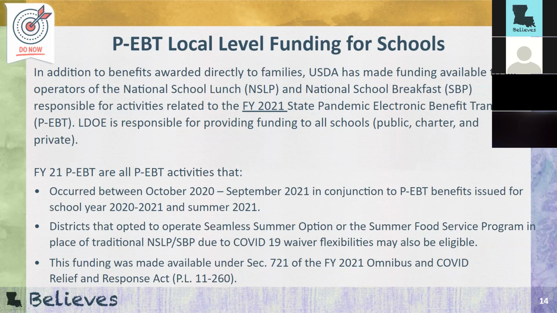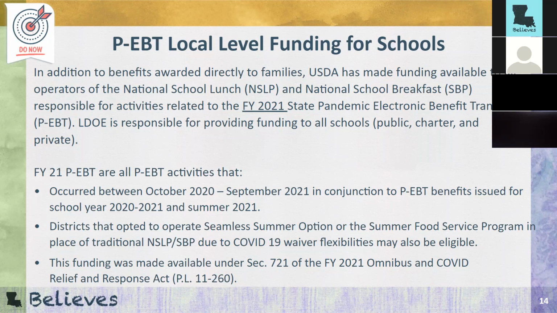So in addition to the benefits that are awarded directly to families, USDA has made funding available to all operators of the National School Lunch and School Breakfast Program that are responsible for activities related to the FY 2021 State Pandemic Electronic Benefit Transfer, or P-EBT. So even though DCFS is responsible for the issuance of the P-EBT cards, and OTS is handling the transfer of the data, LDOE, so us, at the Division of Nutrition Support, are responsible for providing funding to public, charter, and private schools for this particular grant, this local level funding for schools.